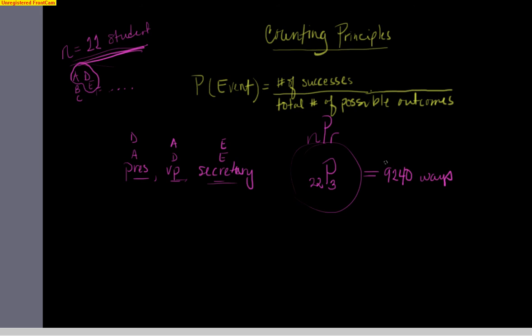So what's the probability that you get chosen as the president? Let's say you're student A and your partner gets chosen as vice president. Let's say he's student D, and let's say the person behind you, student E, gets chosen as secretary. What is the probability of that one situation happening? Just the one out of the 9,240 different ways.